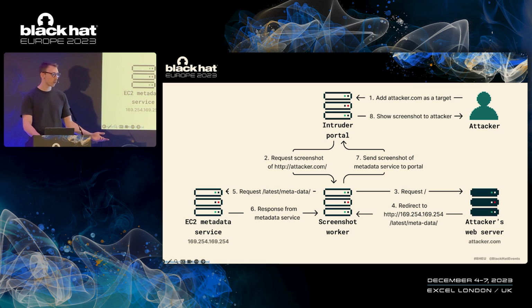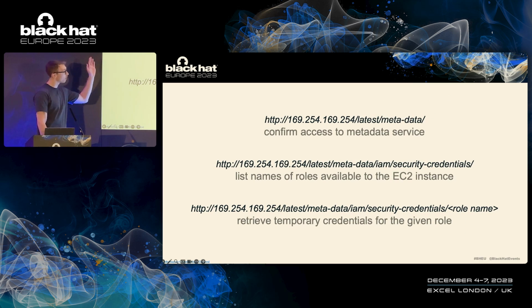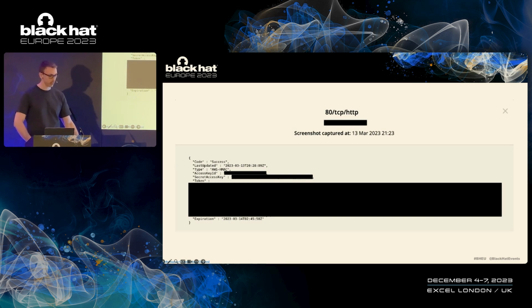So through this way, you could essentially browse the metadata service as though you were the screenshot worker. So that top URL is what I used in that last slide. That confirms access to the service, but doesn't contain anything sensitive in itself. If you go to that middle URL there, you'll see all the roles available to the EC2 instance. And in our case, there was one role available to it. And if you put that role name into that final URL, you'll get temporary credentials out from the AWS metadata service. So obviously heavily redacted, even though they've expired. This is the screenshot that I got out by going through that path.